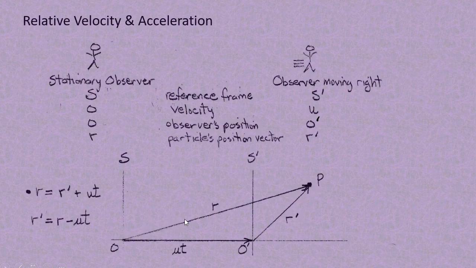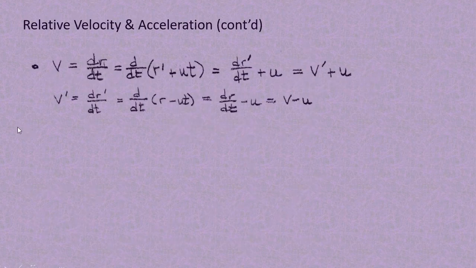So this vector r is simply the addition of these two vectors ut and r prime, and that leaves us with an important relationship that the particle's position vector from the stationary frame is equal to the position vector from the moving frame plus u times t. Now we can rearrange this equation to state r prime is equal to r minus ut. So let's move on and define the relative velocity and acceleration vectors.